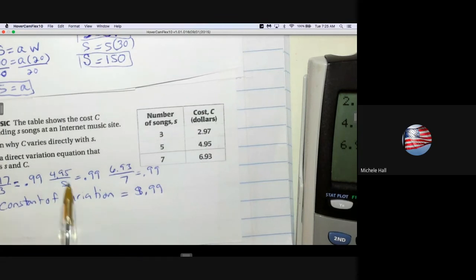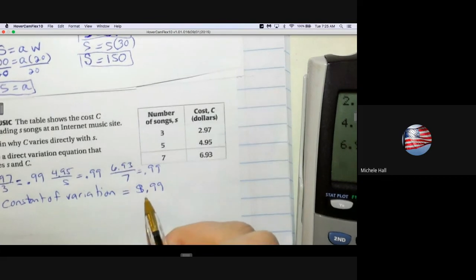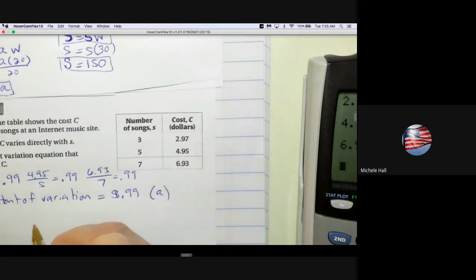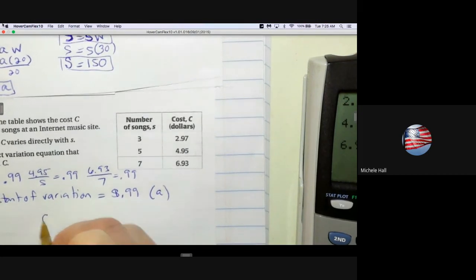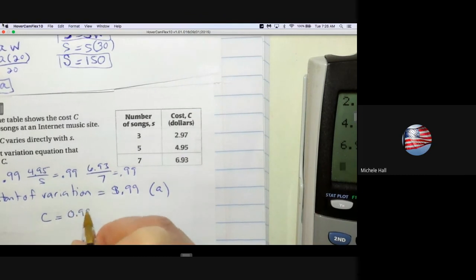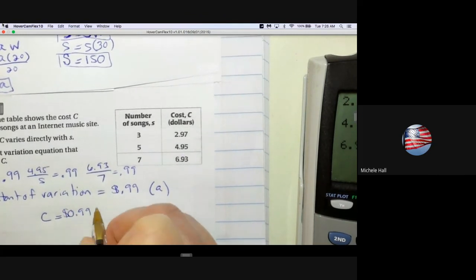Now write a direct variation equation. Well, we already found the constant of variation, and that would be what the a value is. So we have that the cost equals 0.99 times S.